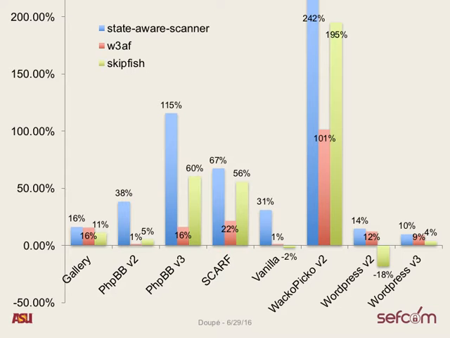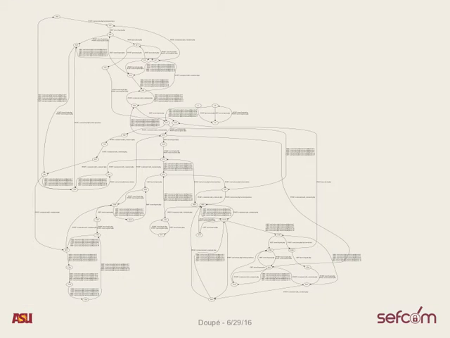What are some interesting things? Skipfish had lower coverage than recursive wget. Why? I have no idea. Also here on this vanilla form thing, super weird. This is one of the problems with doing these. Weird things happen, and you're like, oh, I don't know. And these are some of the graphs that it produces, which is really cool.